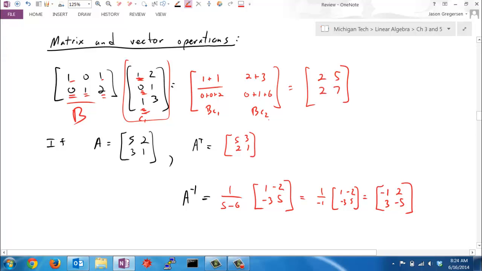Transpose is flipping the rows and columns. Notice the diagonal elements stay the same. And the inverse, we have that nice little definition for an inverse of a 2 by 2. So it's 1 over the determinant. The determinant is just this product minus this product, so I have 5 minus 6. And all I do is flip the strong diagonal and change the signs of the weak diagonal. Finish up the calculation here. So any question about those two? Those three?